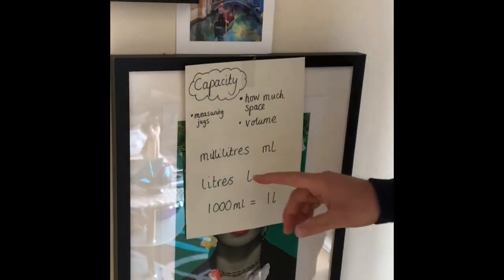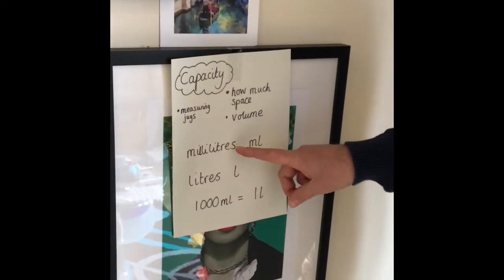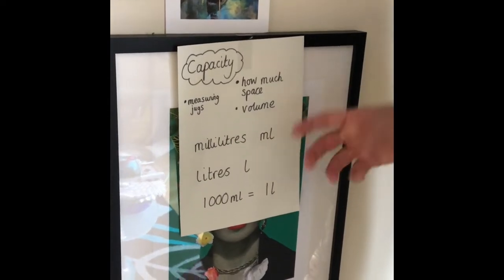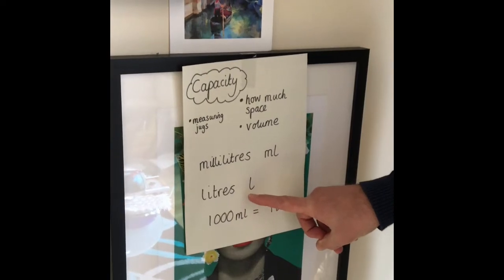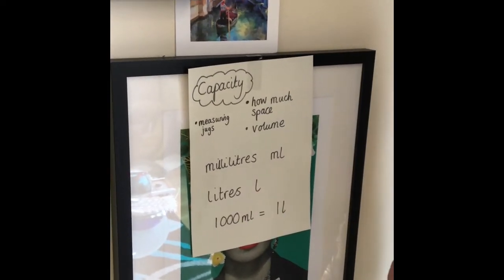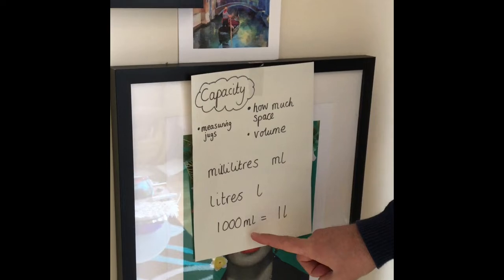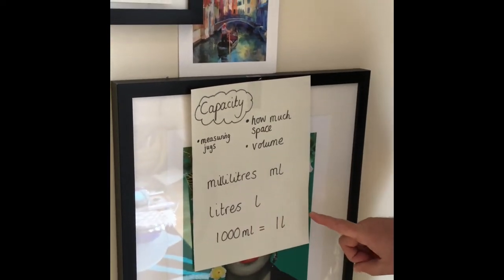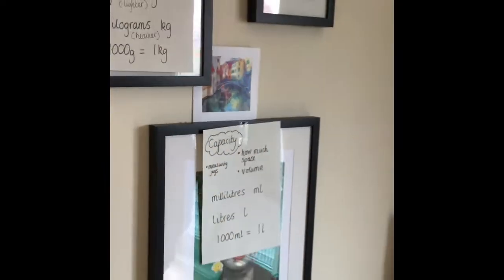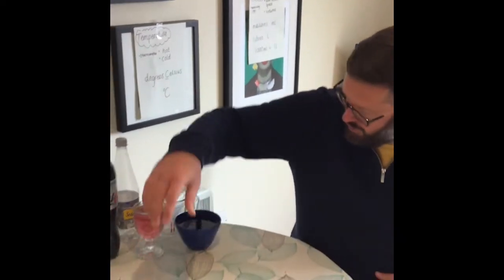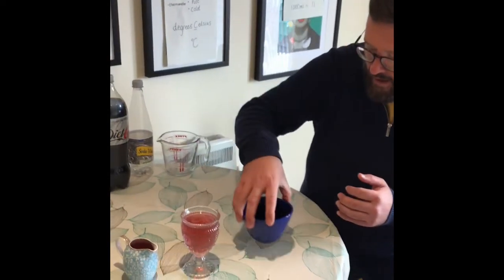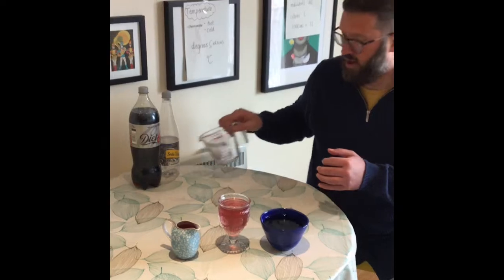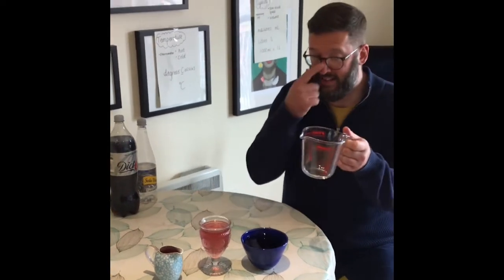We measure in millilitres, ml, for things that haven't got much capacity, and we measure in litres for larger capacities, and we can write L. And 1,000 millilitres is equal to 1 litre, okay? Let's have a look at what we've got on the table. So I've got a jug, I've got a goblet, and I've got a small bowl. And I'm going to use a measuring jug to measure the capacity of each of these.